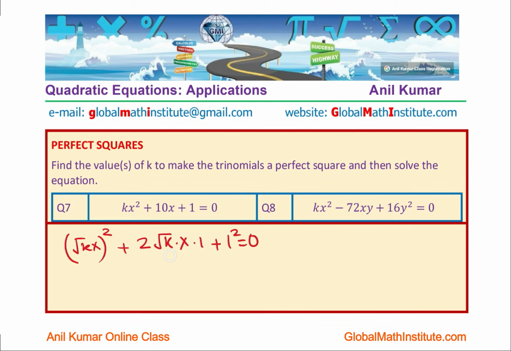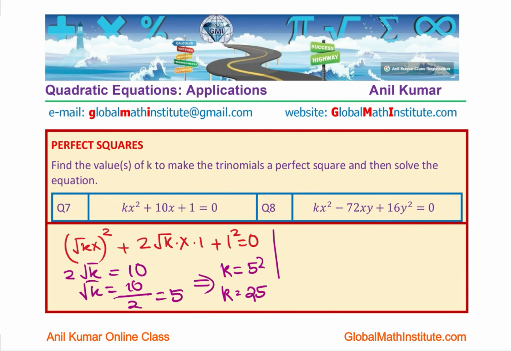So here clearly, what is the value of k? Compare it with 10. So we have 2 square root k equals 10. So square root k equals 10 by 2, which is 5. And that gives you that k equals 5 square. So k is equal to 25. Is that clear to you?